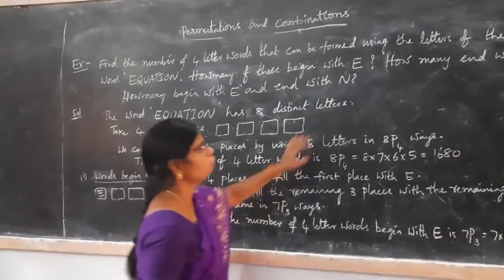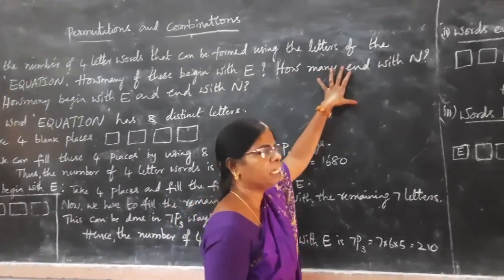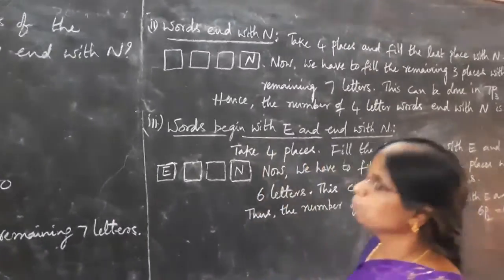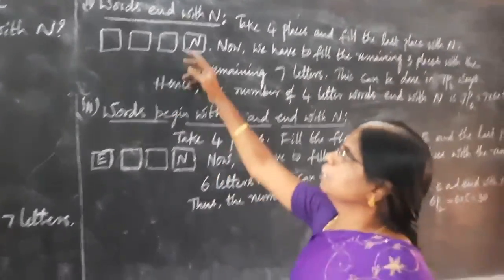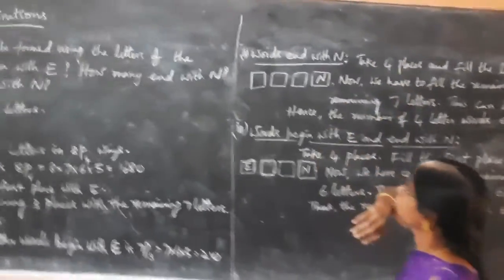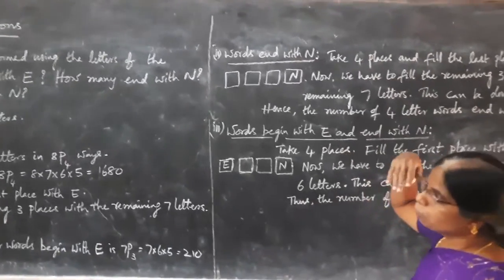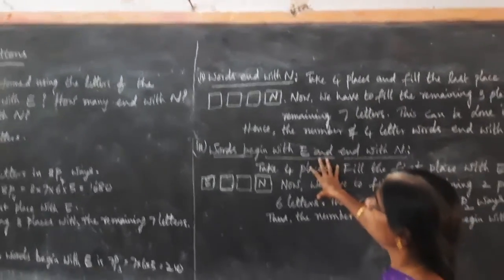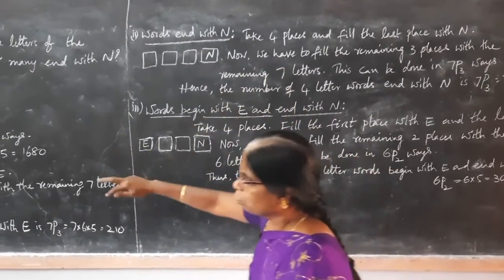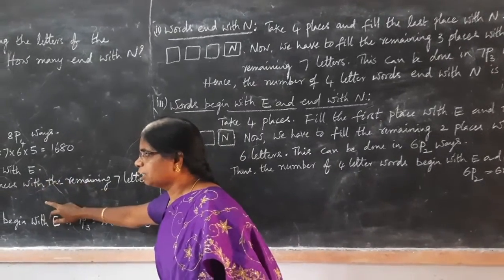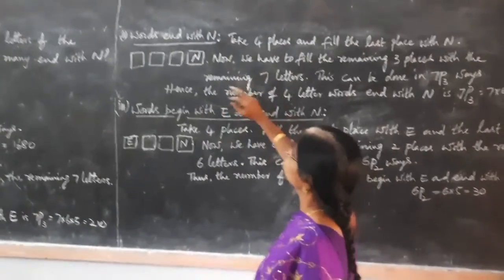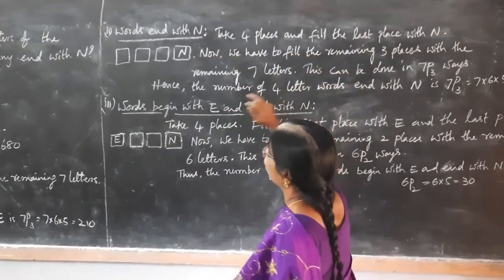Next, what we have: how many end with N? They are asking how many end with N. So I do this similarly again. Words that end with N. How do we have to count the number of words? We have to count the words that end with N. So just as we did when it was begin with E, similarly for end with N I do the same. See, take 4 places and fill the last place with N.